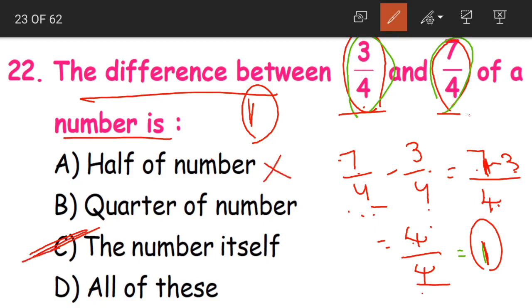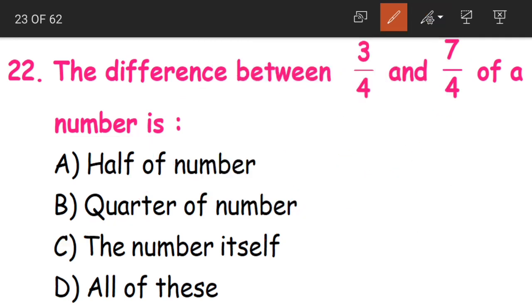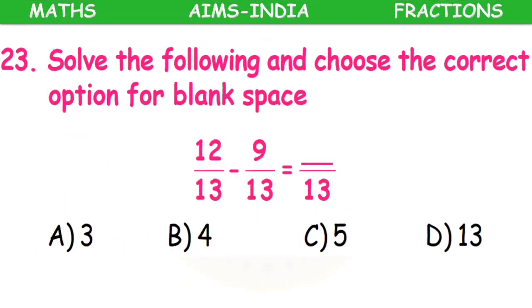It is not half of a number. Quarter means 1 by 4, children. Half means 1 by 2, quarter means 1 by 4. It is option C, the number itself. Understood? Next question 23.